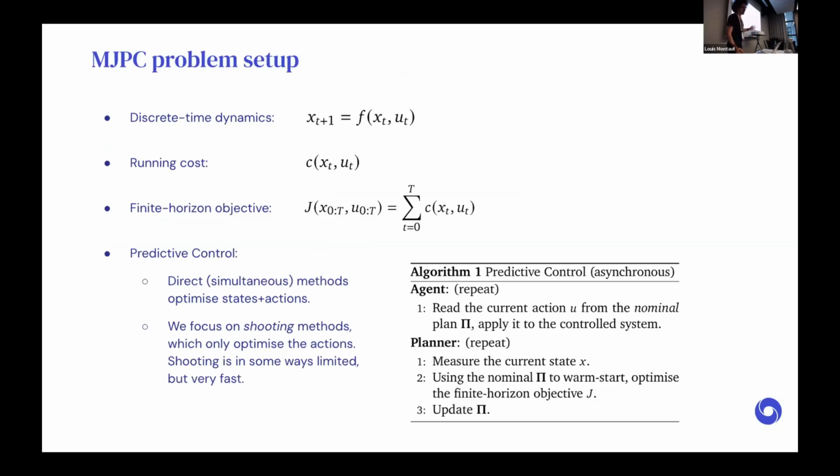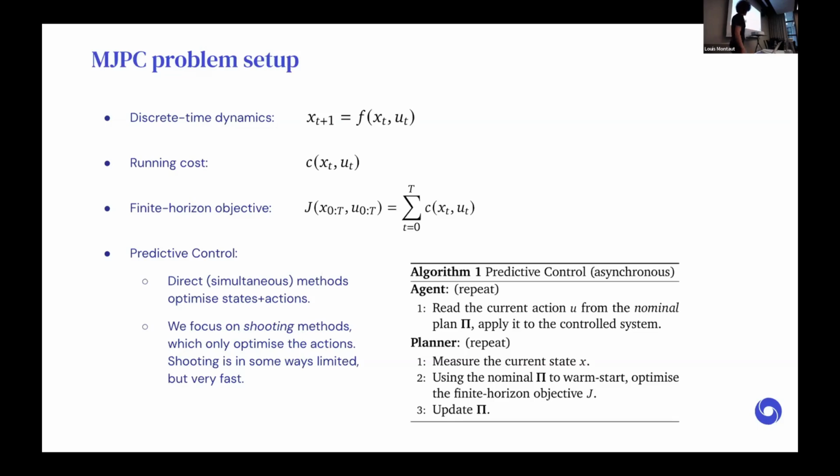The problem setup is the standard discrete time predictive control setup, discrete time dynamics. You've got a running cost. You minimize the sum of the costs. Generally, the two classes of optimization are direct, which also optimize over states, or shooting, which only optimize over controls. Currently, we use shooting because we like it, but one could use direct methods.